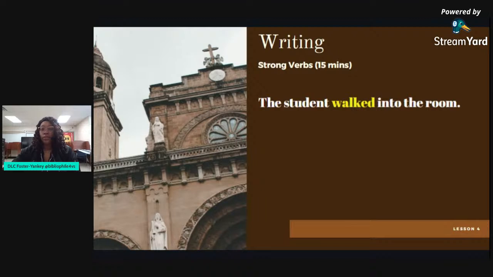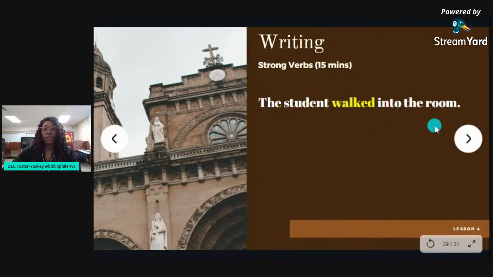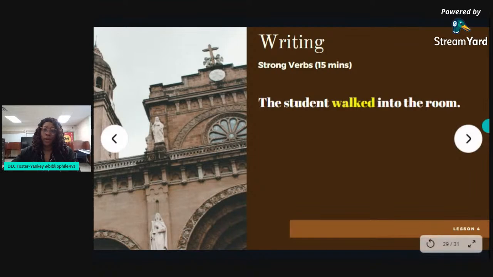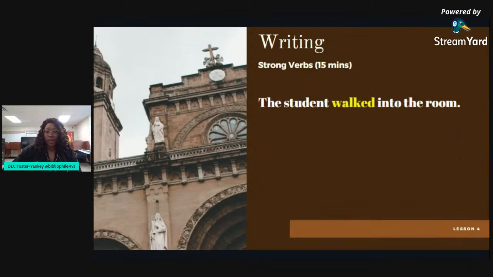Then they'll direct students' attention to the sentence on the board, which is the sentence here on the screen. The student walked into the room. They'll give students 2 minutes to think of and discuss more interesting verbs for "walked," and they'll do that in a think, pair, share. When they come back together, pairs are going to act out their favorite choices and see if other students can guess the words. So kind of like charades.